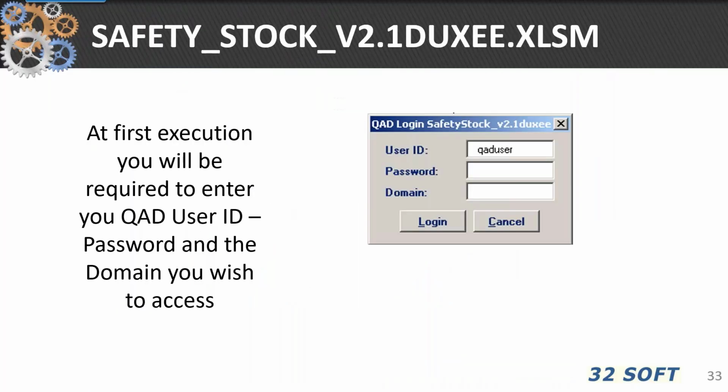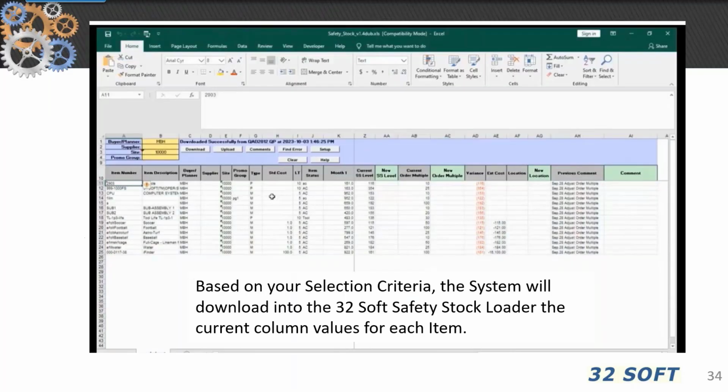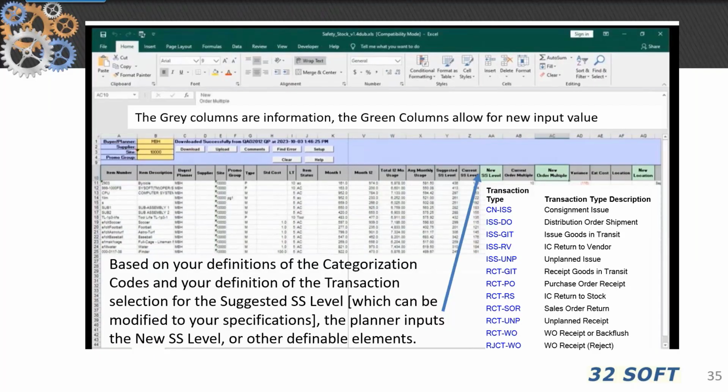and at the first execution, you will be required to enter your QAD user ID and password and domain you wish to access, thus again conforming to the QAD security system. Based on your selection criteria, the system will download into the 32-soft safety stock loader the current column values for each item.